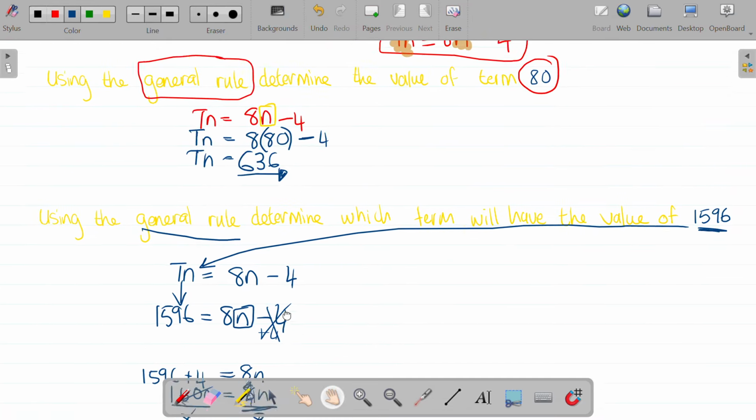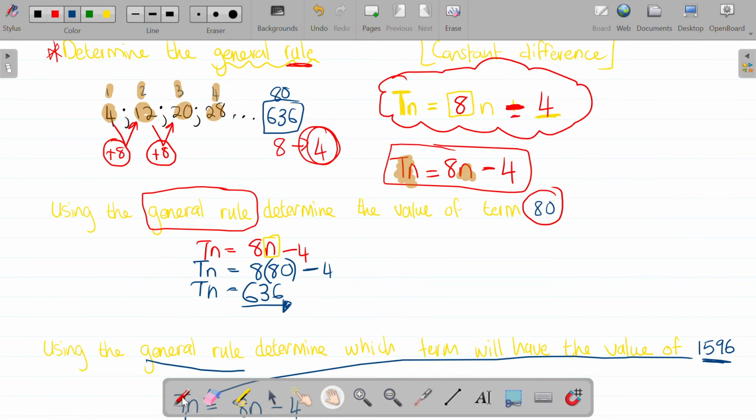So if I look in my pattern, when my value over here is 1596, my term we determined would be 200.